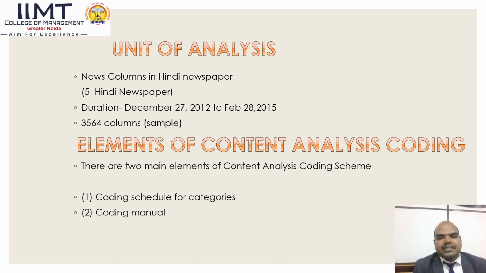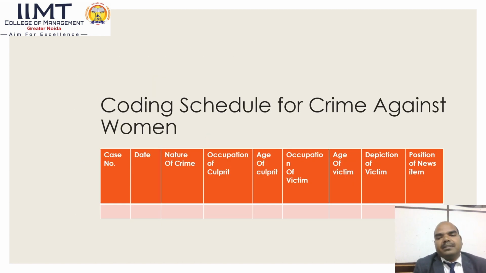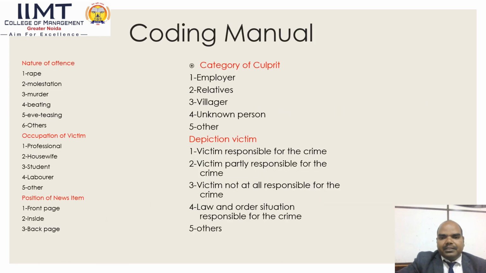Elements of content analysis: coding. There are two main elements of content analysis coding. First is the coding schedule for categories and second is the coding manual. Coding schedule for crime against women: case number, date, nature of crime, occupation of culprit, age of culprit, occupation of victim, age of victim, depiction of victim, position of news item. These are the coding schedule for crime against women.